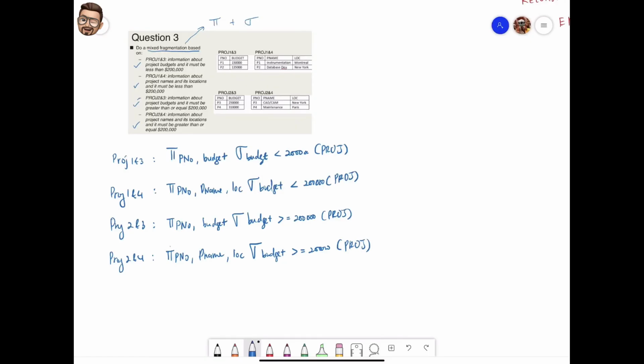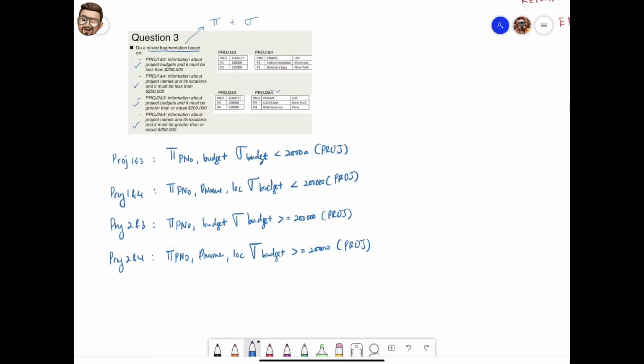So if you take a look, from one big table project, now we have 4 different fragments. The first one, P number and budget. The second one, P number, P name, location for budget less than 200k. Project 2 and 3, the P number and budget for budget greater than or equal to 200k. And project 2 and 4 here, for P number, P name, and location for budget greater than or equal to 200k. So this is what we call mixed fragmentation, as we combine the vertical and horizontal fragmentation.